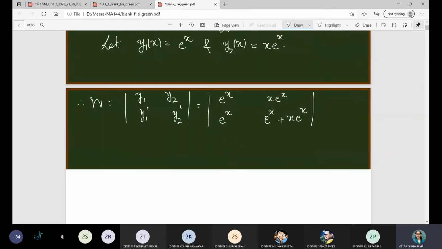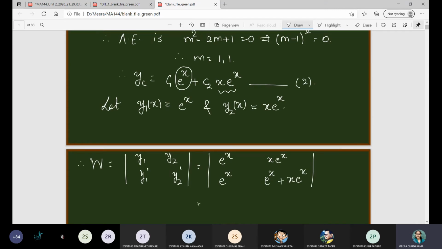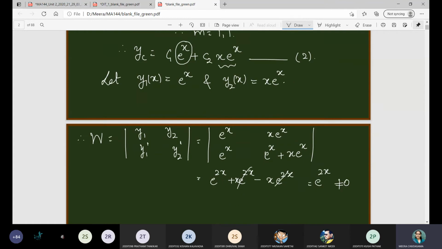So when you solve this, this is nothing but e raised to 2x plus e raised to 2x into x minus, by cross multiplication, x e raised to 2x. So this is nothing but e raised to 2x, which is never 0, being an exponential function. So therefore I can write y1, y2 are linearly independent.